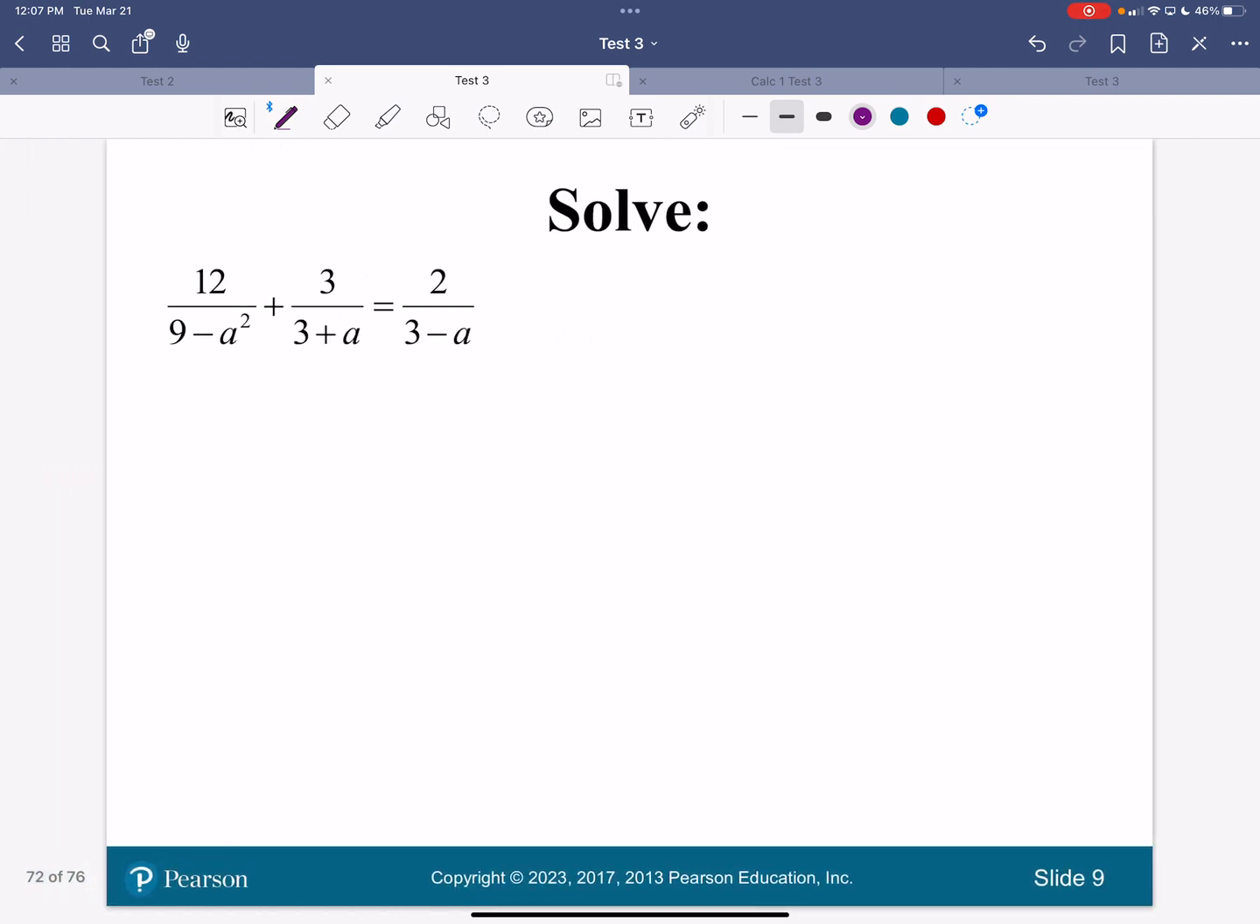Okay, so right here what I want you to do is factor the denominators, and then I want you to determine the excluded values. That's what you're doing right now.